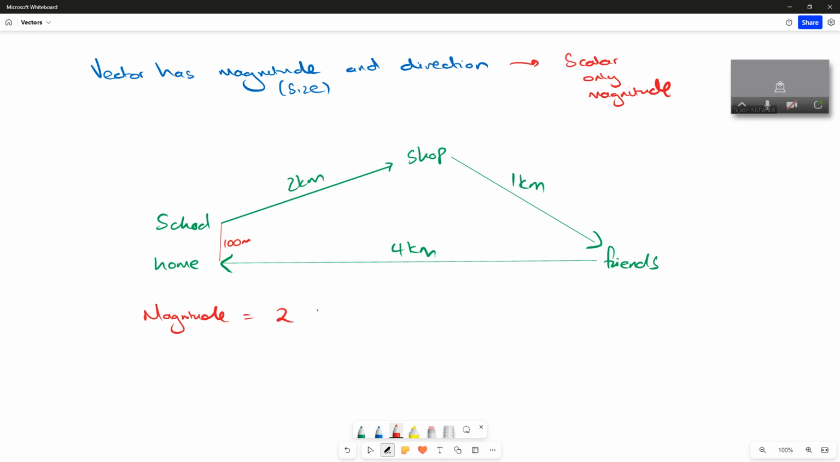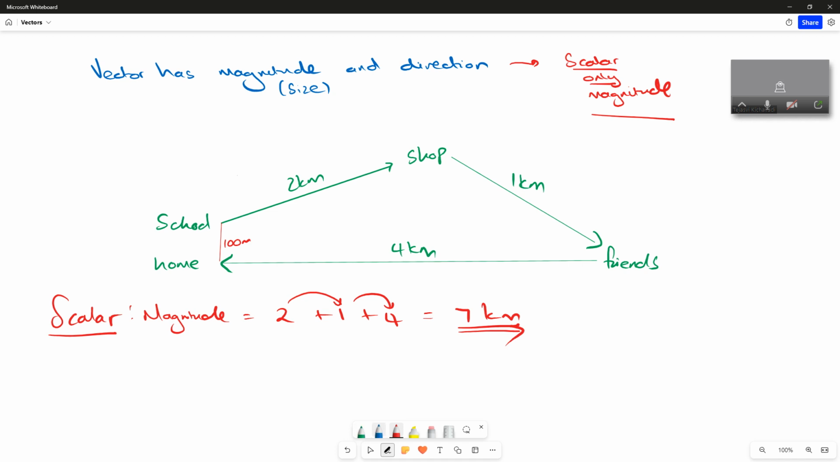you would add 2 plus 1 plus 4 simply. And that would be 2 plus 1 is 3, 3 plus 4 is 7 kilometers. And this is basically a scalar quantity, which has only magnitude. It's only 7 kilometers.